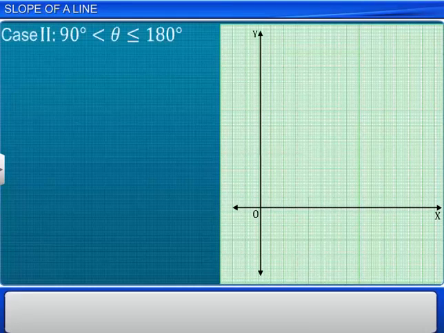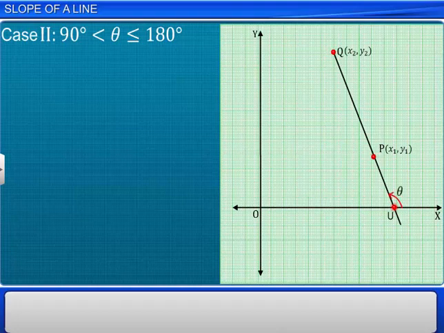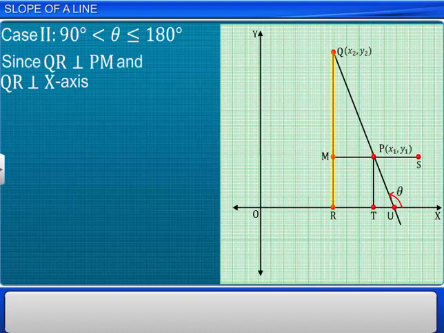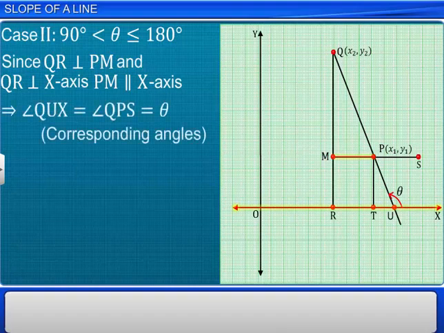Now consider the case when inclination theta is an obtuse angle. Draw perpendiculars QR and PT onto x-axis. Draw perpendicular PM from P to QR and extend MP to S. Since QR is perpendicular to both the x-axis and PM, we have PM is parallel to x-axis. Since PM is parallel to the x-axis, angle QPS is equal to angle QUX or theta, since they are corresponding angles.